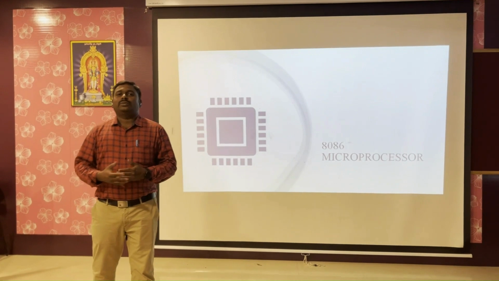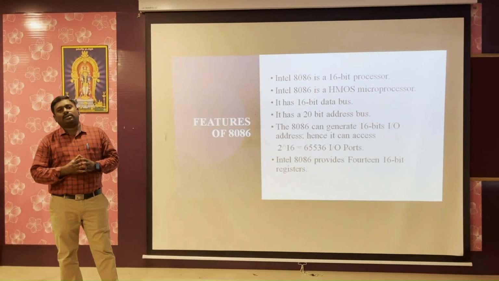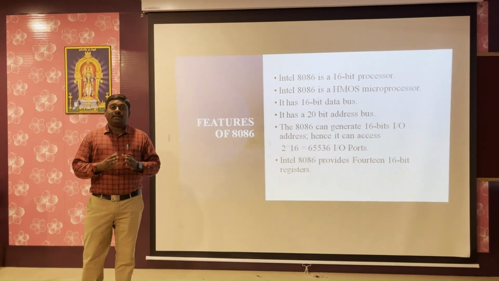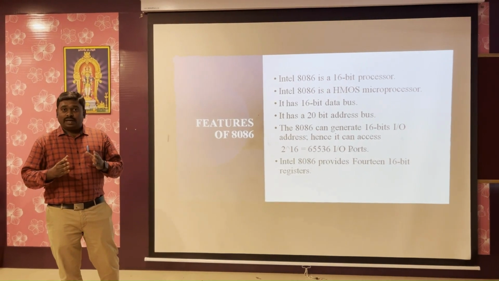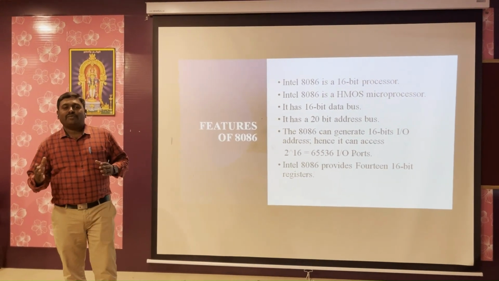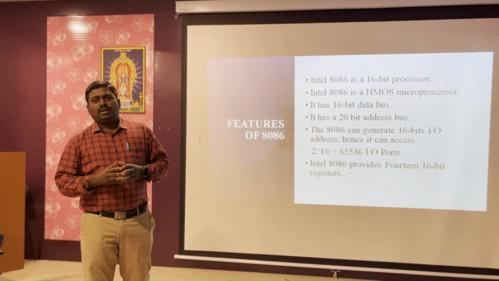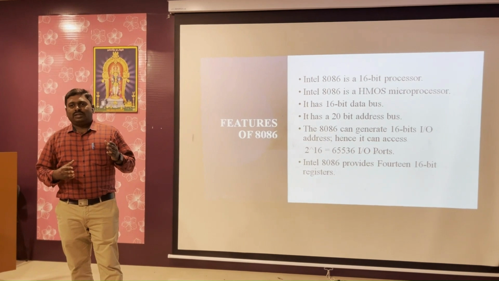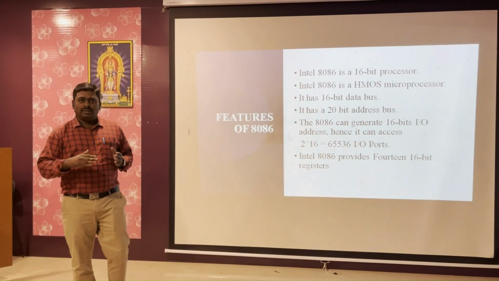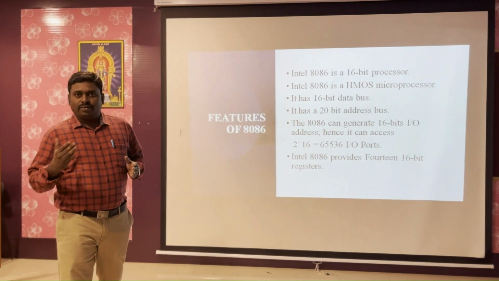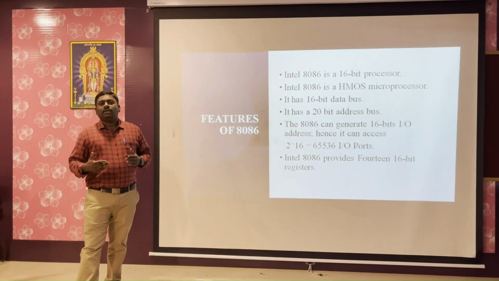Now we are going to see the features of the 16-bit microprocessor 8086. Intel 8086 is a 16-bit microprocessor, of the third generation. Before that, we should know the evolution of microprocessors. First generation belongs to 4-bit, second generation to 8-bit, third generation to 16-bit, fourth generation 32-bit, and the fifth generation, where we are now, is 64-bit.